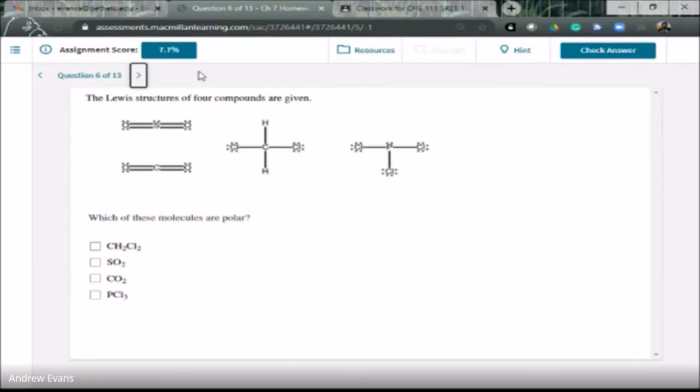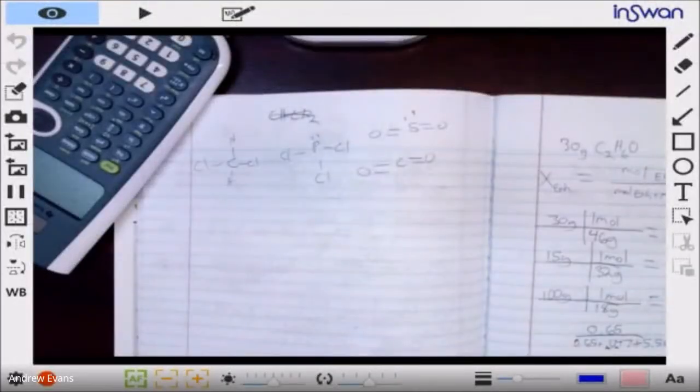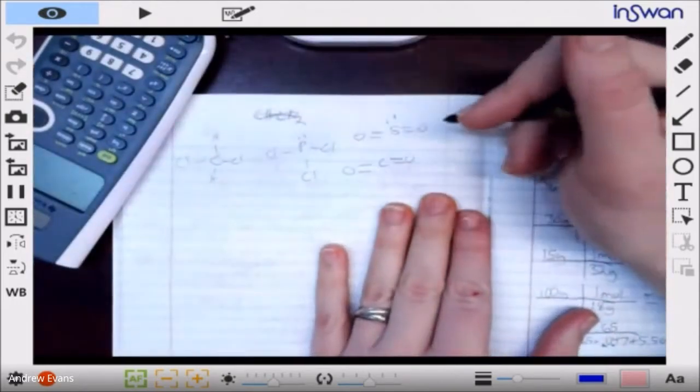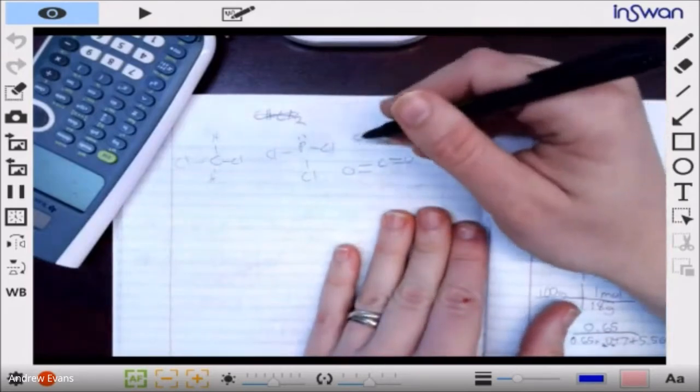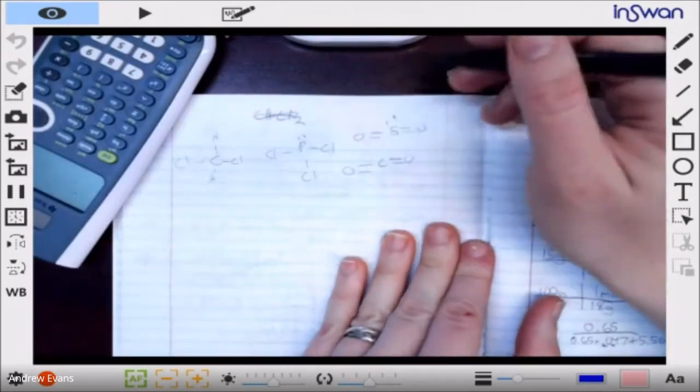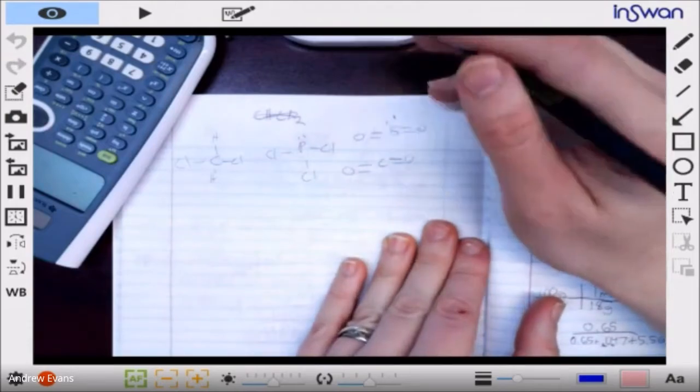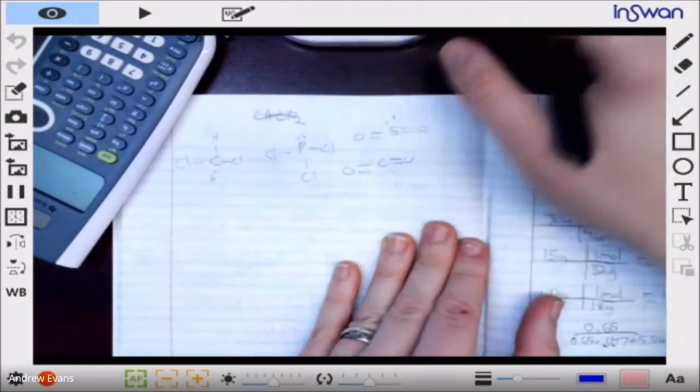Okay, we have SO2 and CO2. Now, to be polar, we need both a polar bond and a polar shape. Drawing them as Lewis structures, you can't really get the shape, because the Lewis structure is just whatever was convenient to draw as long as it was valid.